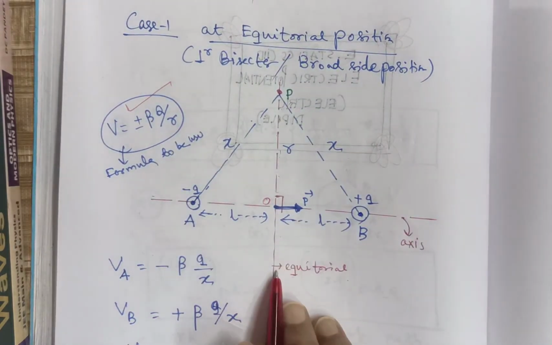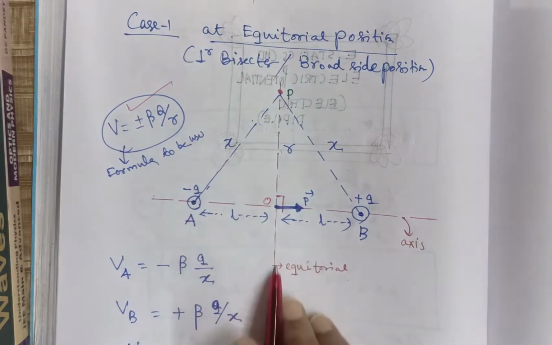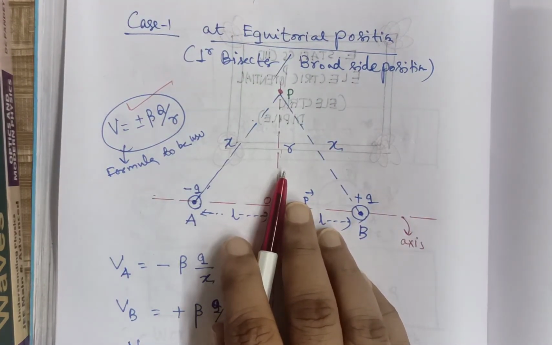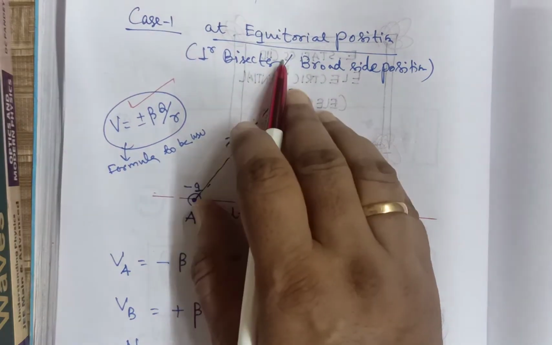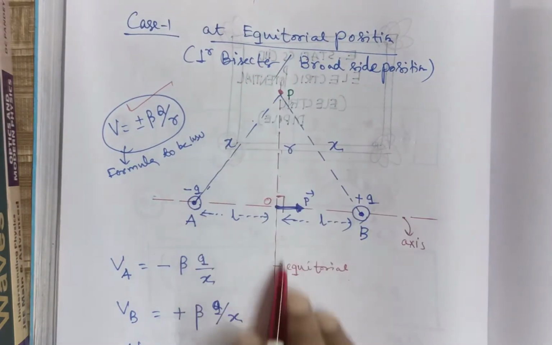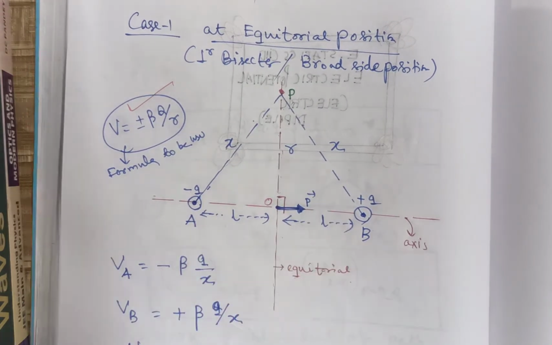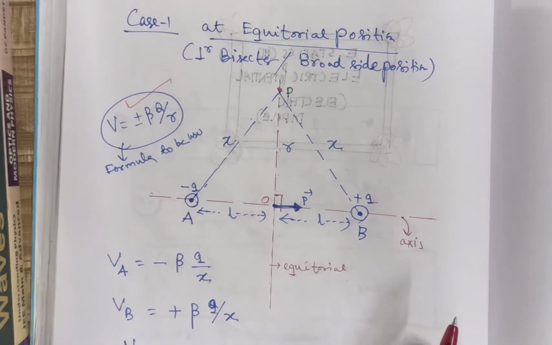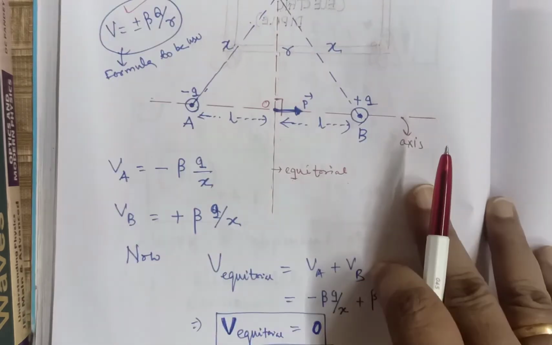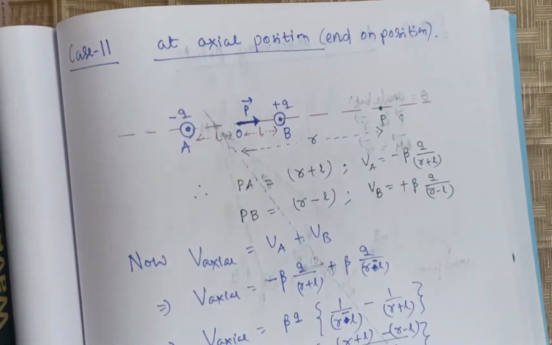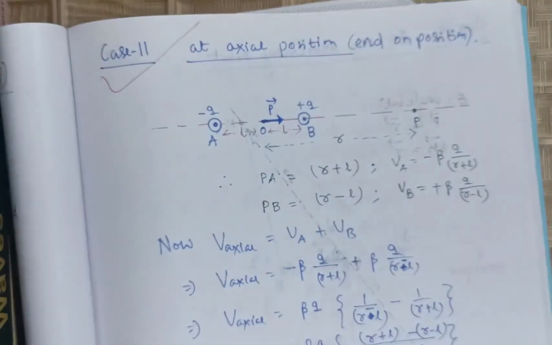That means if you move any charged body on this line, there will be no work done, because the change in potential difference is 0 on this line. So the total work done will be 0 if you move along the equatorial position of the electric dipole. So this is case 1. We have calculated the electric potential at the equatorial position. Then we will go for the second derivation, and this is case 2.